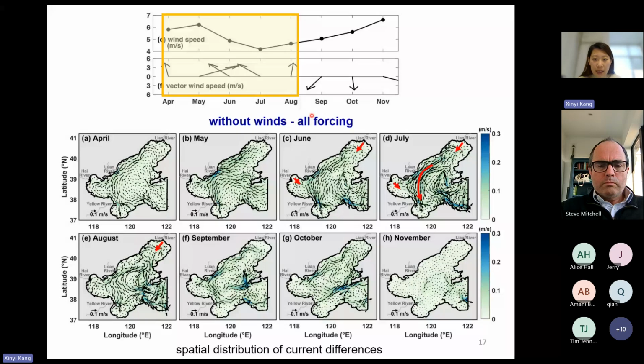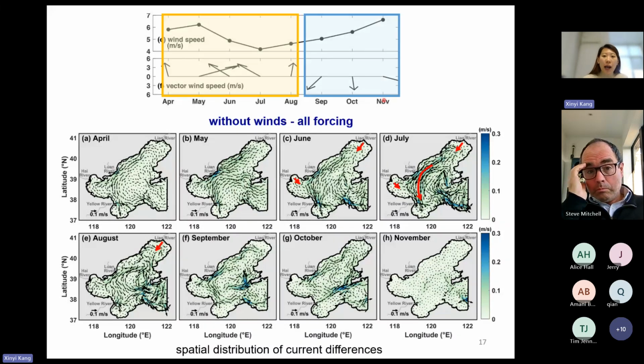However, from September to November, northerly winds are dominant in the Bohai Bay, and northerly winds push particles from the Liao River and Hai River to the outer region of the bays. And for the current differences, without winds, it will show a southward pattern. This will push particles to move to the inner region of the bay without winds. So for these months, the particle influencing areas decreased.